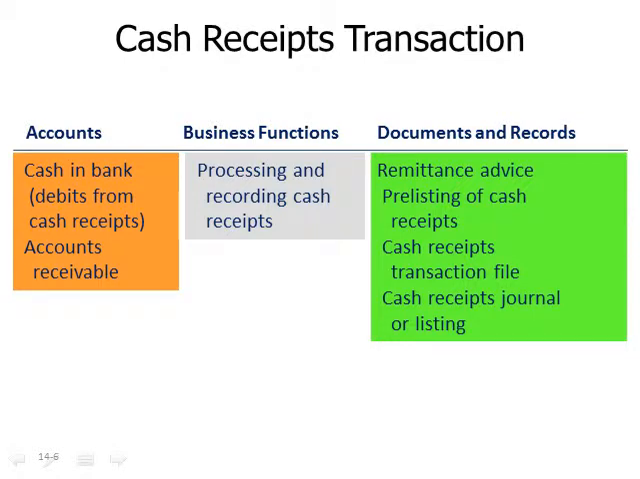We can see the same sort of scenario with respect to cash receipts transactions, where the accounts involved are again cash and accounts receivable. The business function is really the processing and recording of cash receipts, and the documents that are generated as a result of this function are remittance advices, cash receipts transaction files, cash receipts journal or listings, and so there are various different documents that are generated through the cash receipts transaction that the auditor will be working with in testing controls, and then later in substantive testing of that process.